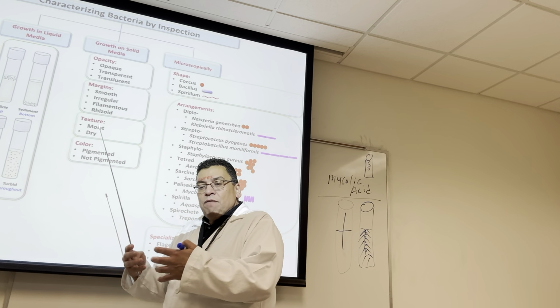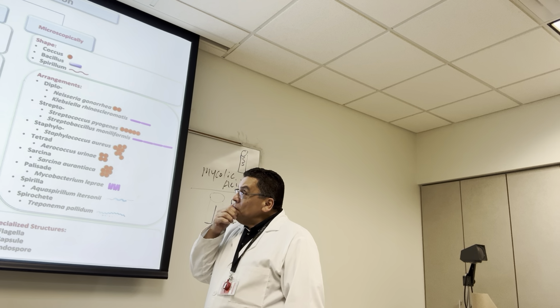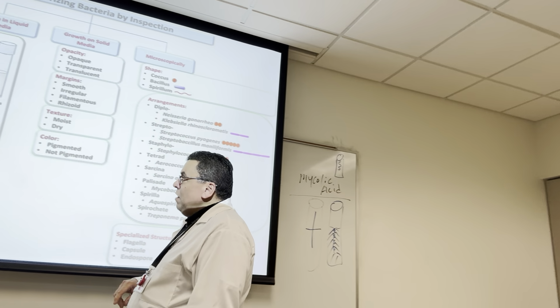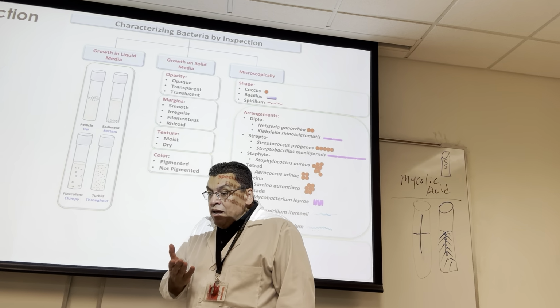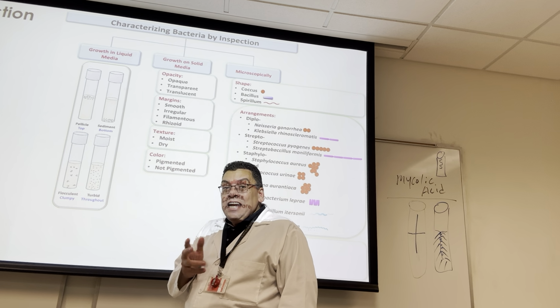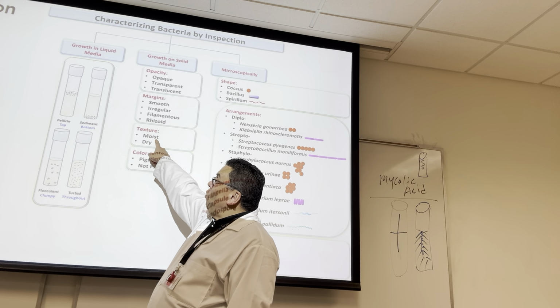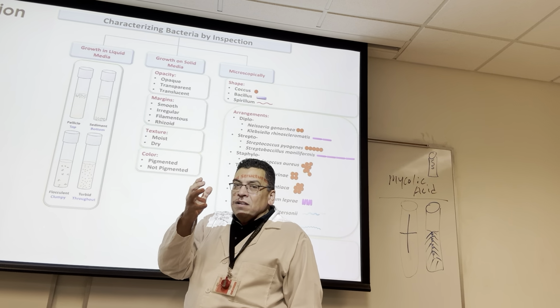Margins, I just told you. Does it have a smooth edge? Here. Does it have a smooth edge? Does it have an irregular edge? And so forth. Texture. You will actually look at it and see, is it shiny? If it's shiny, it's moist. It has water in it. Or is it crusty? If it's crusty, it'll be dry.